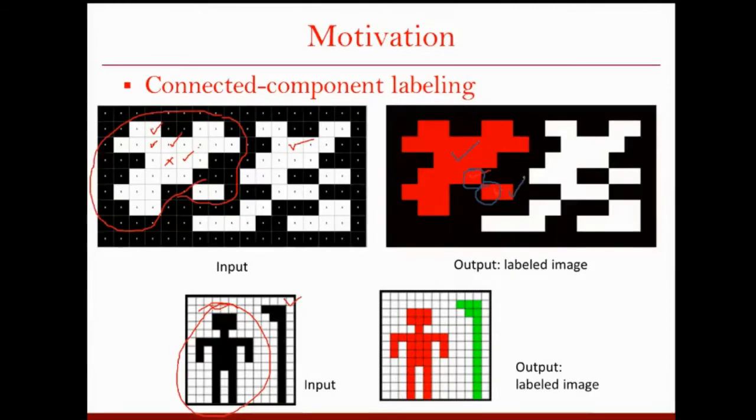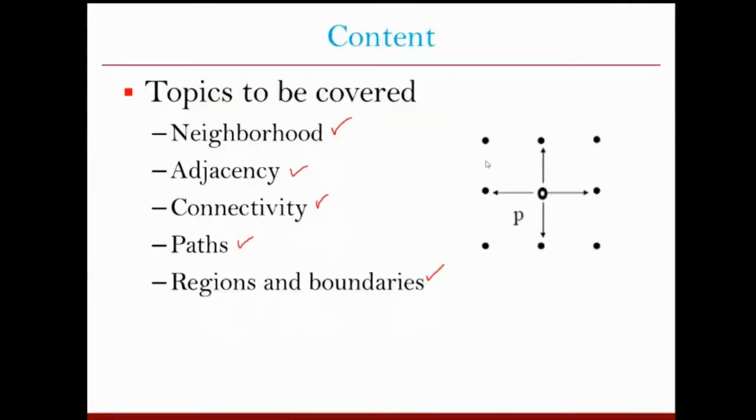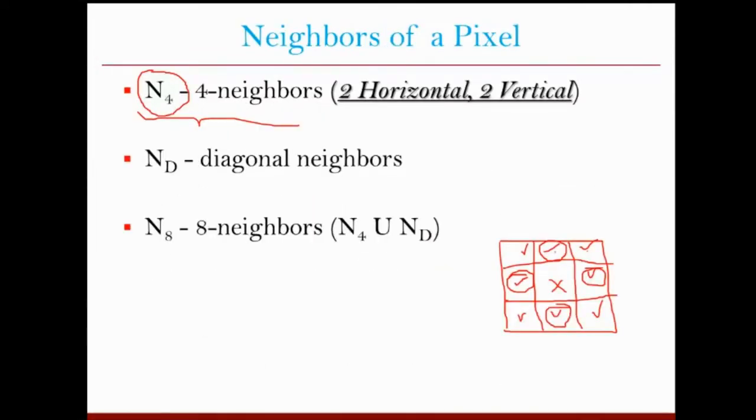But if your neighborhood has an extended definition that we are going to discuss, then in that sense, this will also be part of the connected component that you are defining here. Okay. So in case of n4 neighbors, we are only talking about 2 horizontal and 2 vertical neighbors. In case of nd neighbors, we are only talking about the diagonal neighbors, like this one, this one, this one, and this one. So only these 4 neighbors. So n4 has 4 neighbors, nd also has only 4 neighbors.